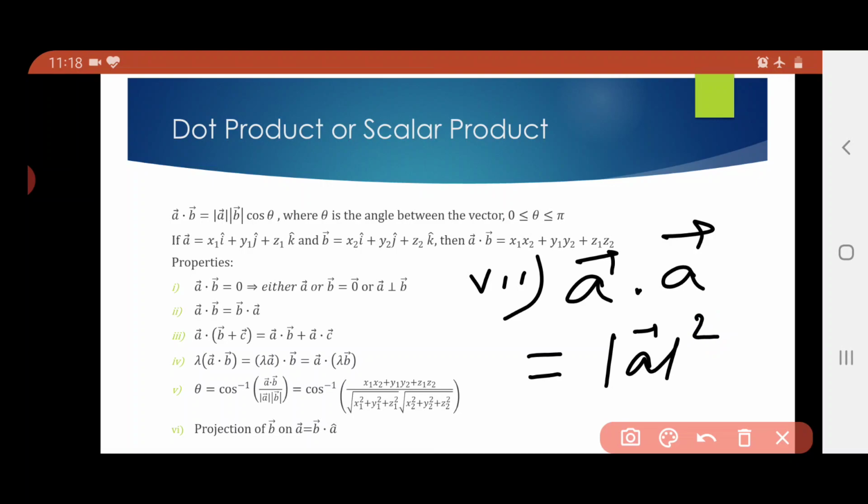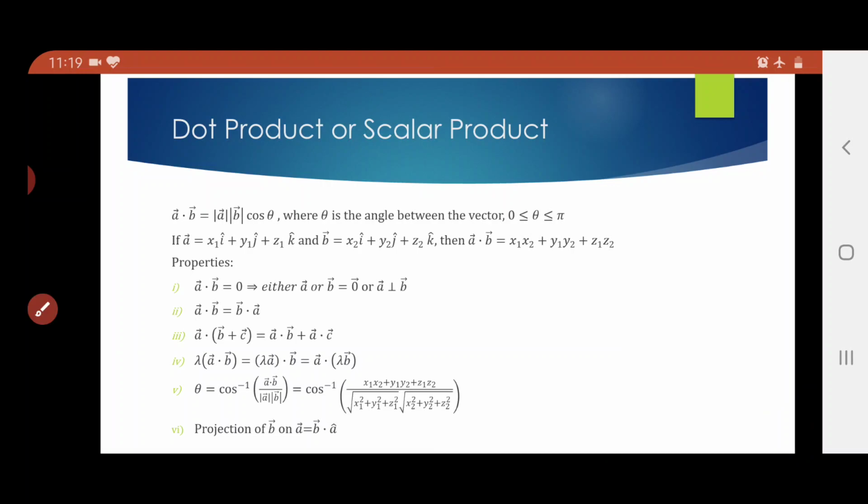And for the same reason, i cap dot i cap is same as j cap dot j cap, and that is same as k cap dot k cap, which is equal to 1. Fine. So these are the 7 different properties of dot product. Now let us move to the problems.